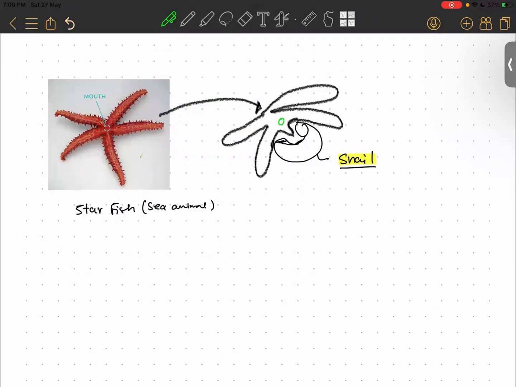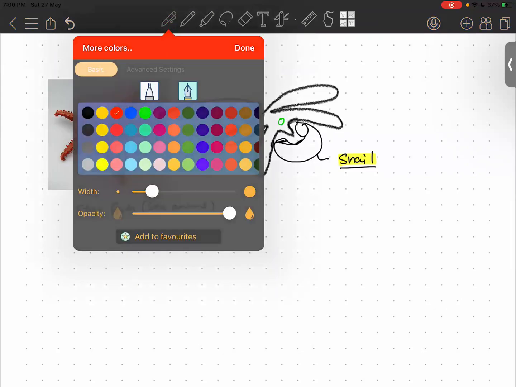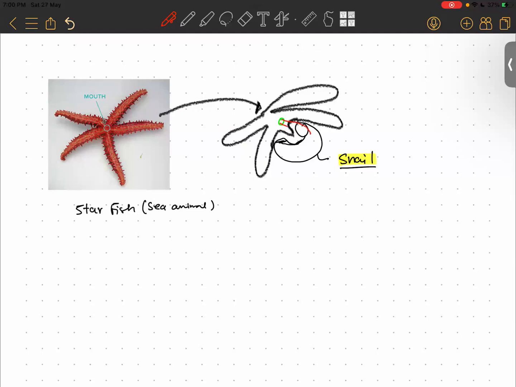It will start to take out its stomach. See this red diagram which I am drawing here, you can consider it the stomach of the starfish. The starfish has taken out its stomach via its mouth and inserted it into the body of the snail, and now via its stomach it will release harmful enzymes that will start to digest the body of the snail and then engulf it.